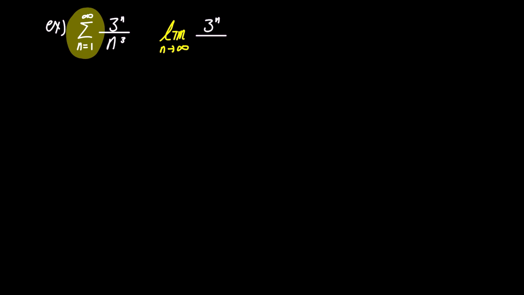The second example is the sum of 3^n over n^3 as n goes from 1 to infinity, and we'll convert this sigma notation to a limit to apply the nth term test. Thus, we have the limit of 3^n/n^3 as n approaches infinity. The value of this limit may not be immediately apparent, but since it takes the form infinity over infinity, we can apply L'Hopital's rule. I will cover more details about L'Hopital's rule in another video.